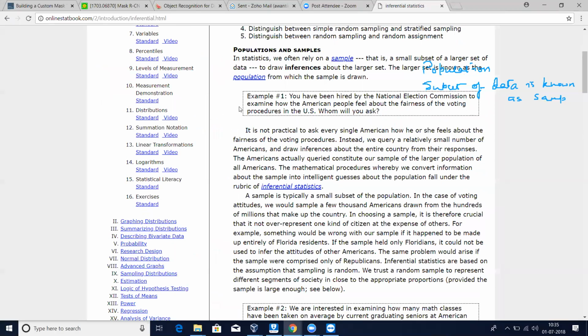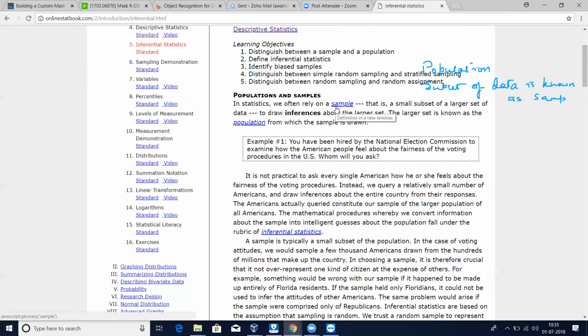Okay, for example, in statistics, we rely on a sample, which is the smaller subset of the larger data set, to draw inference about the larger data set. So people use the term population. What is the population scope? What is the sample subset? How good is the representation? The larger set is known as the population, from which the sample is drawn.